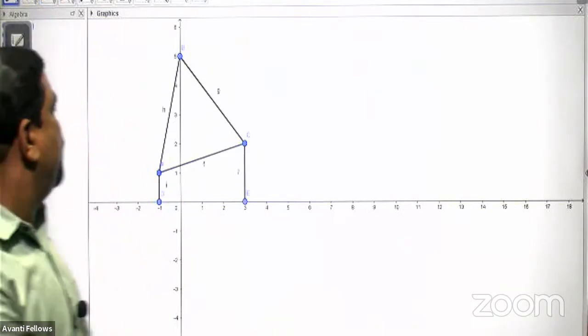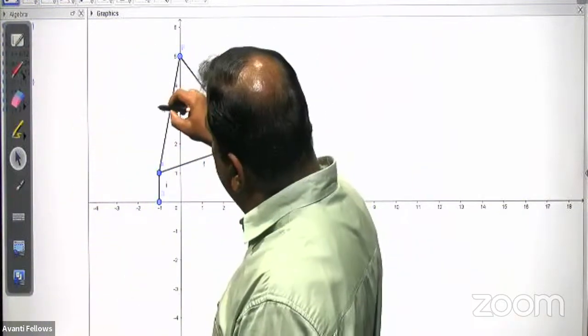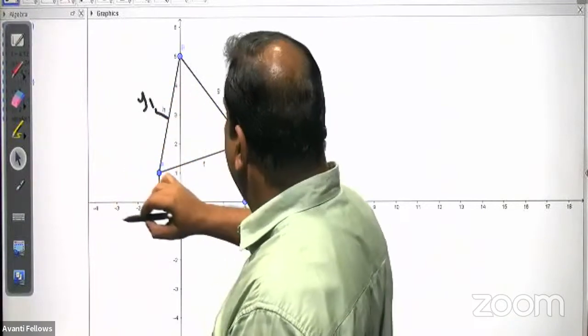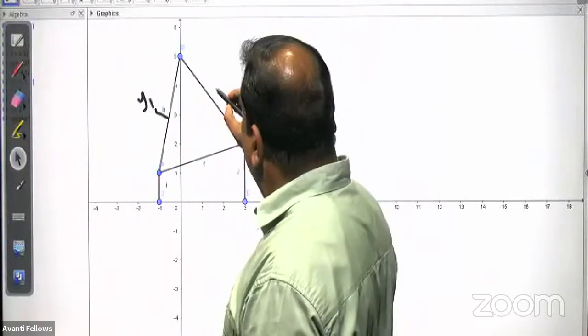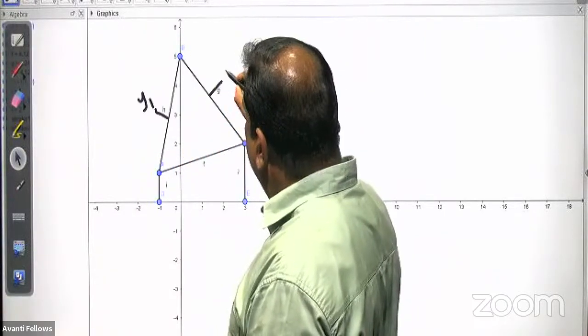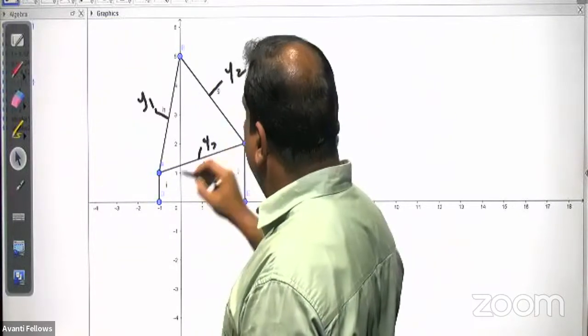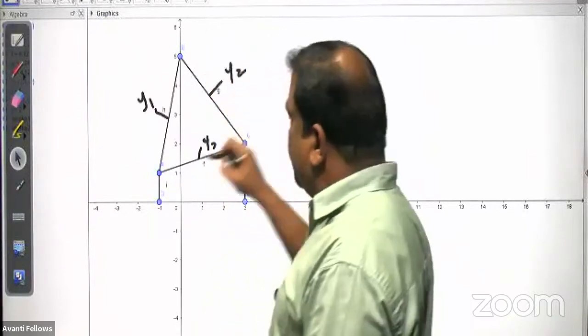What we have to do is, first we integrate the line segment AB. Okay, this one. Let us say the equation of that curve, the y, is y1. And let me take this as some y2, and the third one as y3.